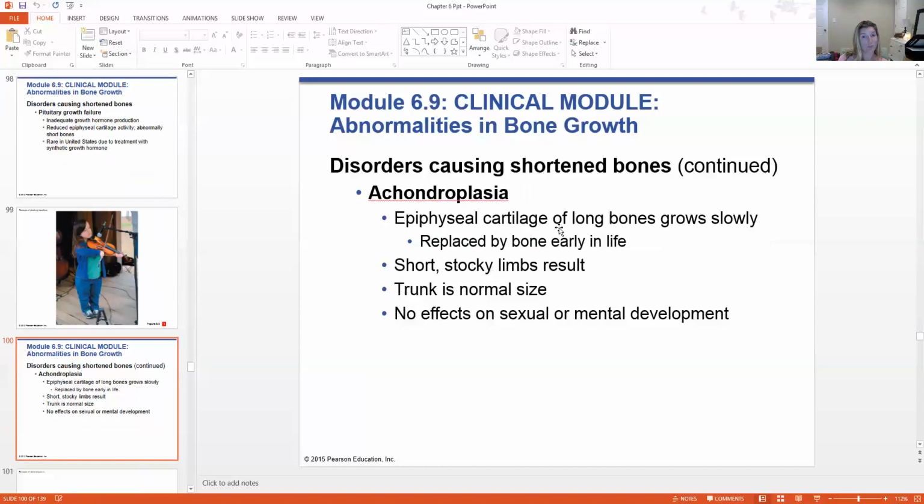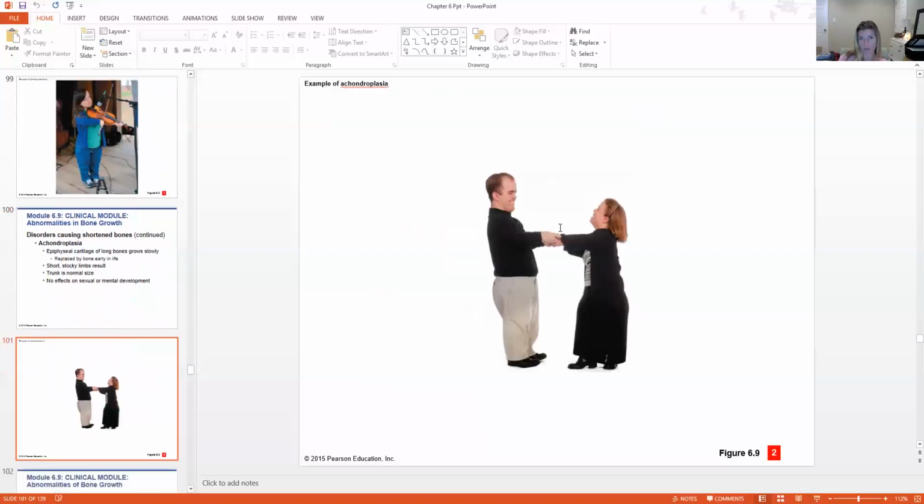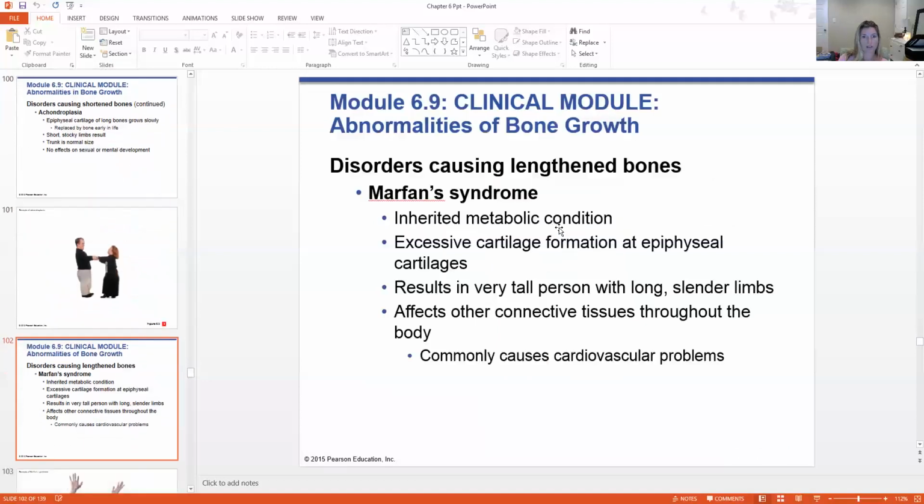There's also achondroplasia, which is different from pituitary dwarfism. Achondroplasia is where the actual epiphyseal cartilage grows very, very slowly, and it's replaced by bone early in life. So in other words, the bones just don't have time to grow long enough. So you get very short, stocky limbs, but a trunk of normal size. It does not affect sexual and mental development at all. And this would be your typical little people in achondroplasia.